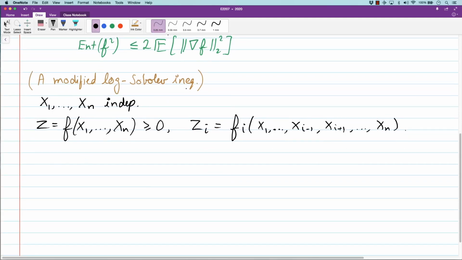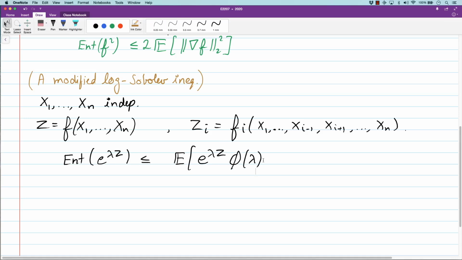And the modified log-Sobolev inequality that we are after says that the entropy of e to the power lambda f, actually since e to the power lambda f is there, we don't really need f to be non-negative, so the entropy of e to the power lambda f is less than or equal to the expected value of e to the power lambda f times phi of minus lambda (f minus zi), summed over i equal to 1 to n. Okay, so this is the modified log-Sobolev inequality.